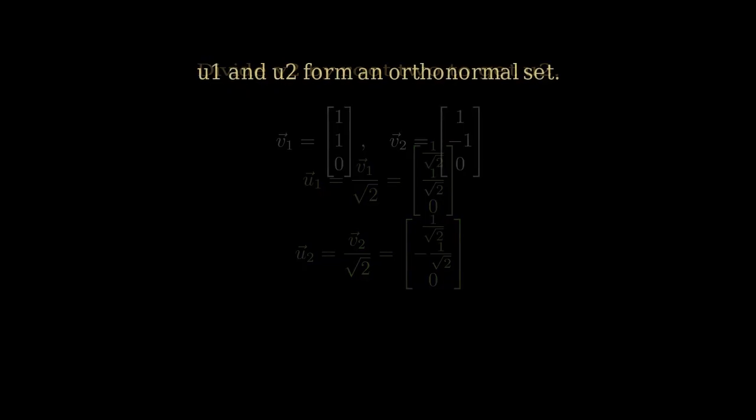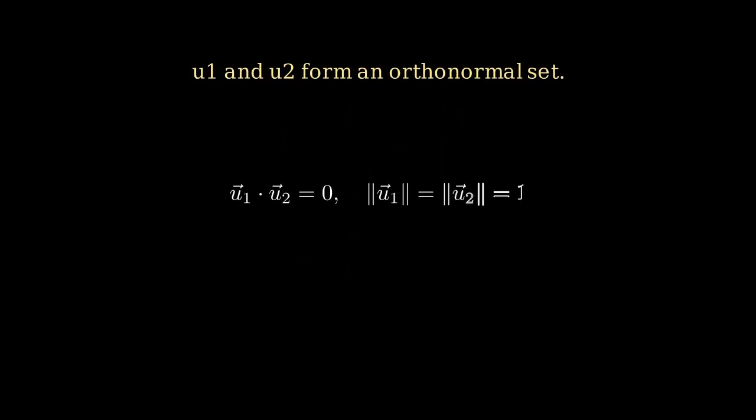Now both vectors are orthogonal and both have length exactly 1. Together, u sub 1 and u sub 2 form what is called an orthonormal set, the cleanest possible building block for everything that comes next: projections, Gram-Schmidt, and least squares.